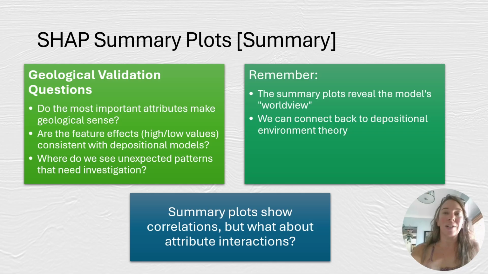As you go through SHAP and you're thinking critically about the answers that the machine learning model is giving you, some of the things I like to ask myself are: do the most important attributes make geologic sense? Are we seeing unexpected patterns that need more investigation? Let me dig into what attributes were most important there. Does it make sense to me? The way I try to think about this is that these summary plots are revealing the model's worldview, how it's seeing the importance of different attributes for different classifications.